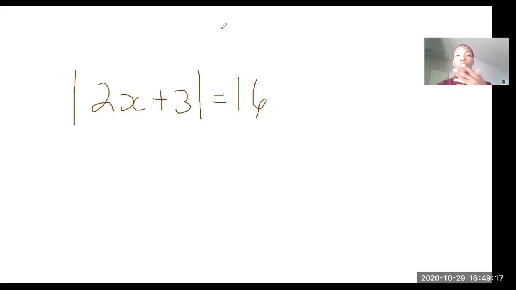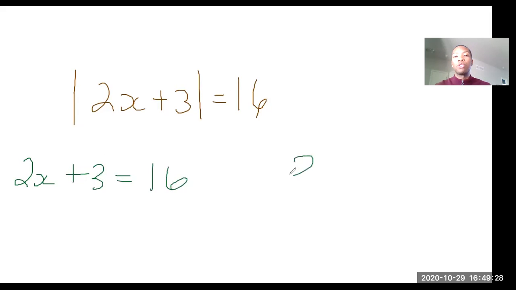If I have the absolute value of 2x plus 3 is equal to 16. Okay. In order for me to solve this, I need to separate the equation in two ways. First way is 2x plus 3 is equal to 16. And 2x plus 3 is equal to -16. All I did was just separate the value into two parts, a positive value and a negative value.